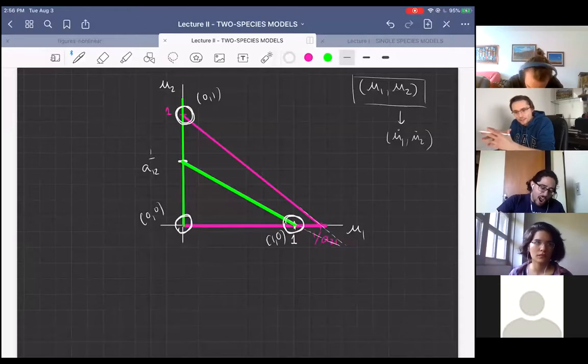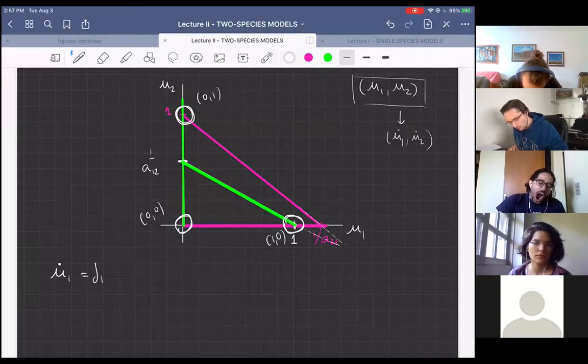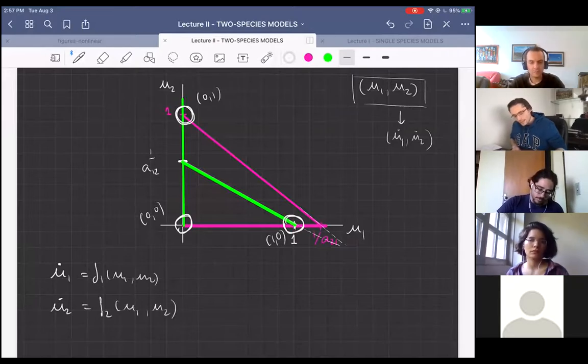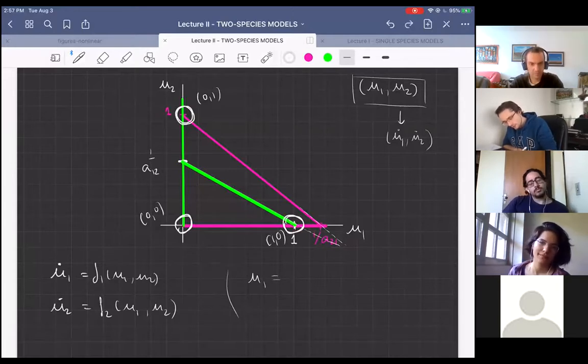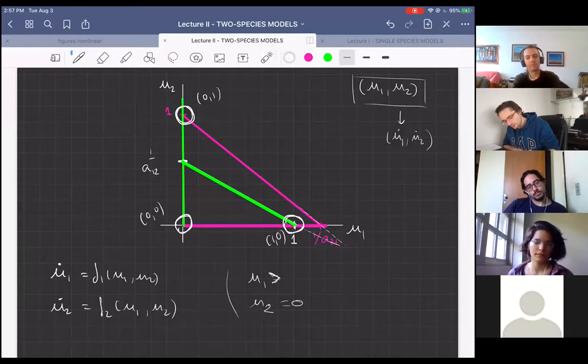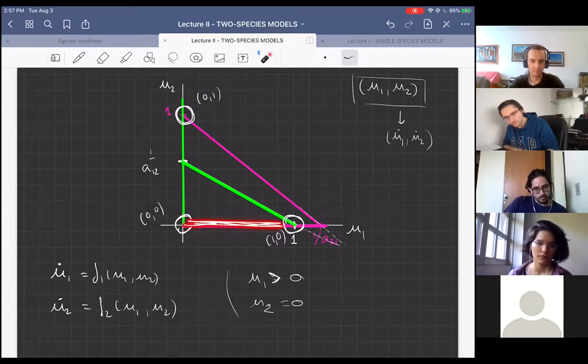So for instance, let's have an example. We have our system. U1 dot is equal to F1 of U1, U2, and U2 dot is equal to F2 of U1, U2. If I say, okay, I'm going to say that U2 is equal to 0, and U1 is positive. So somehow I'm going to be here in my phase space. Okay?